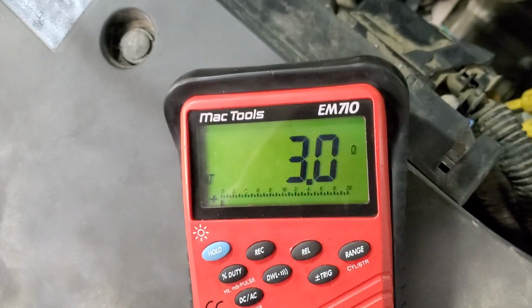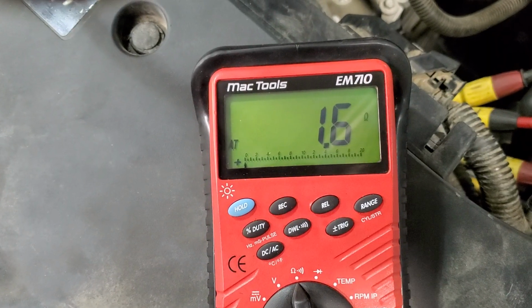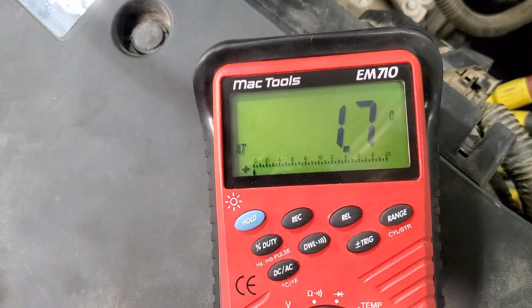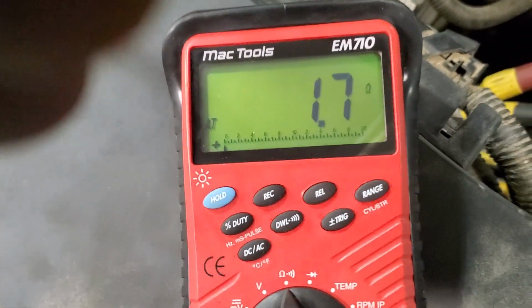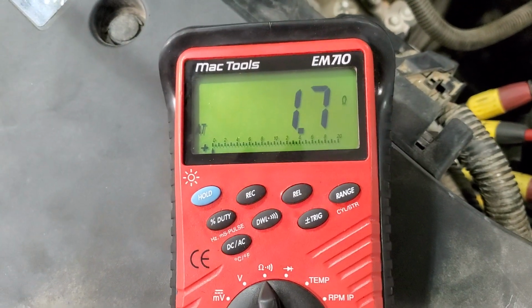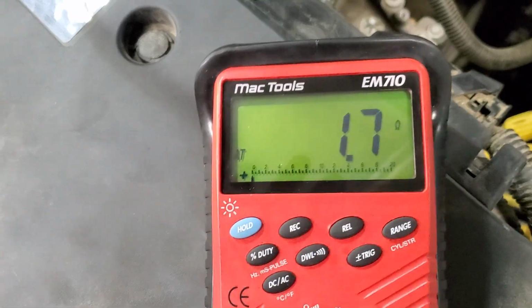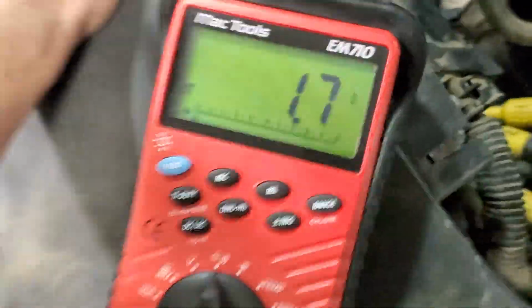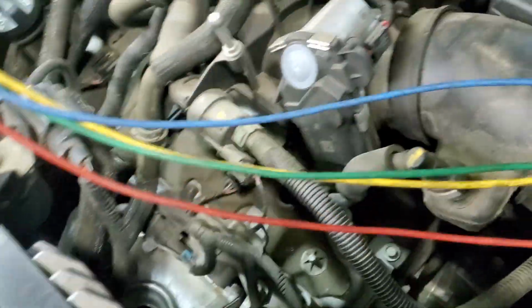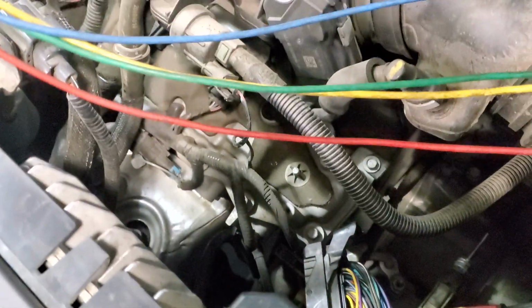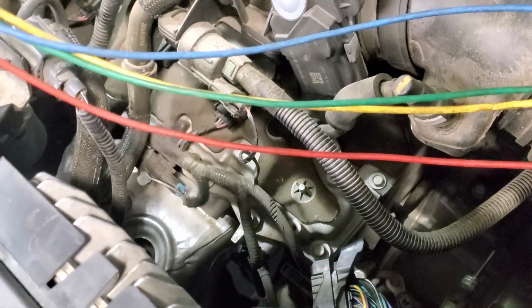Let's check injector 4. 1.6 ohms, guys. 1.6 ohms. 1.7. That's a considerable difference. Do we have an open in the harness? I don't know. I gotta get to the injector. I mean, there's really no other option.